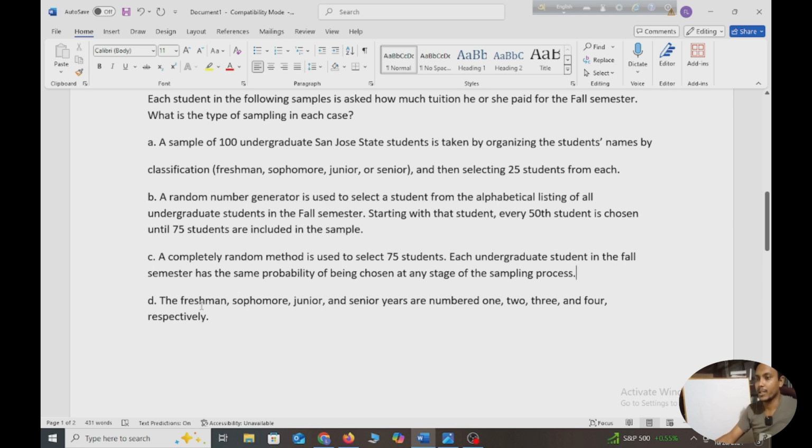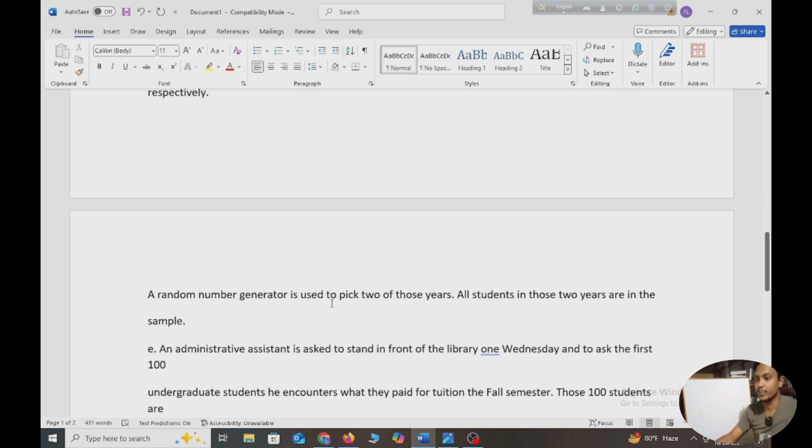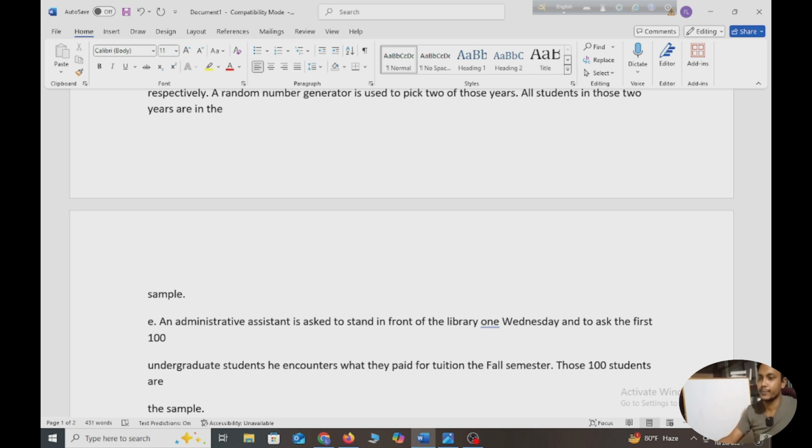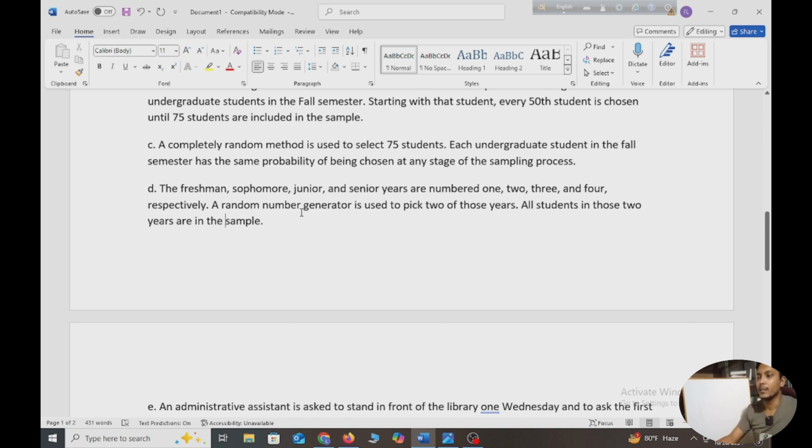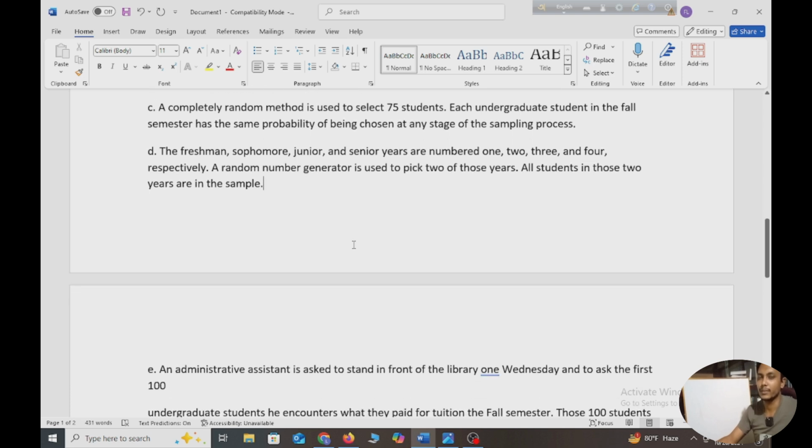The freshman, sophomore, junior, senior years are numbered 1, 2, 3, and 4 respectively. A random number generator is used to pick 2 of those years. All students in those 2 years are in the sample, right? So we just pick two of those years, from four groups. We're taking from two groups, so all the students of our sample are coming from these two groups. So this is a cluster sample, according to what we've discussed in the previous video.